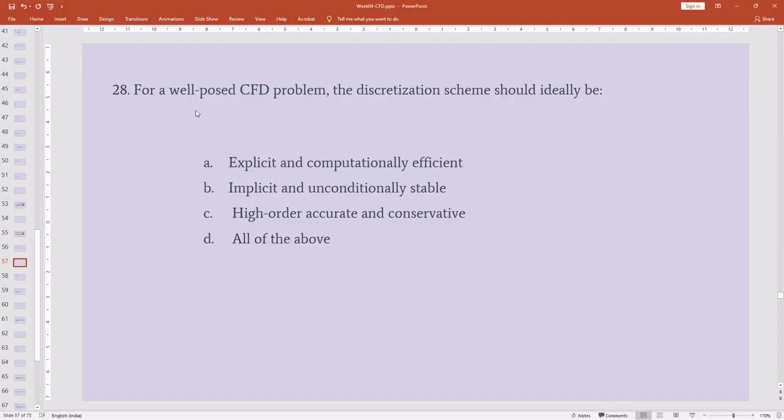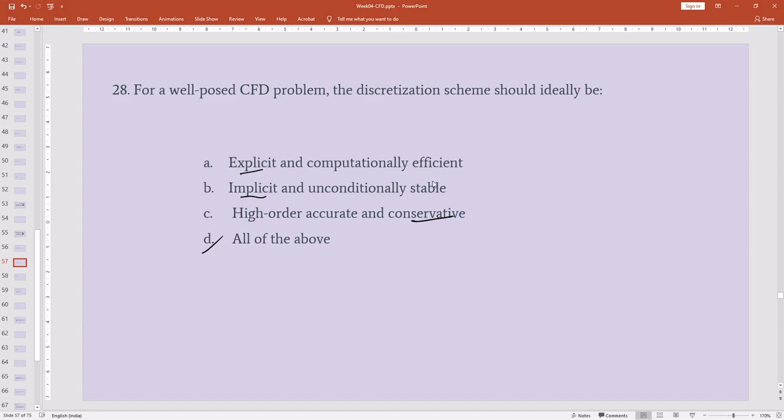Yes, the answer is all of the above. From simply saying, here it should be conservative. I already told you it should be conservative to solve. Implicit and explicit. We know we will be giving implicit and explicit discretization to time varying as well as spatial discretizations.